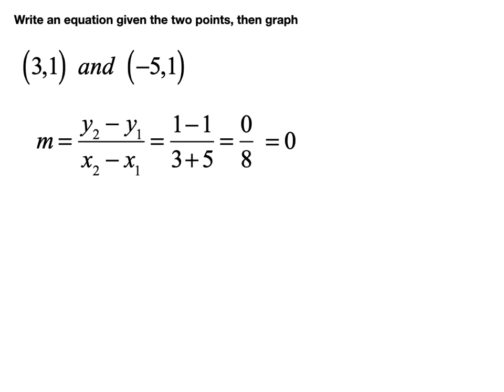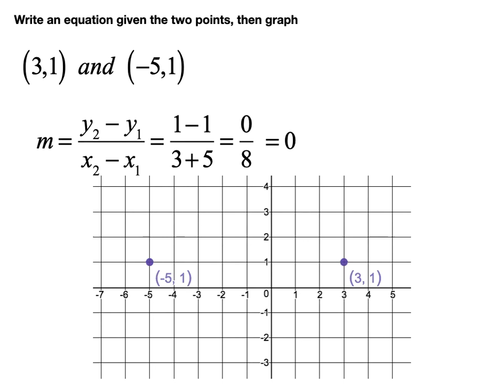So slope 0 means it's not increasing or decreasing at all. Here's my 2 points. Here's the graph. So what do you think the equation is? It's going to be y equals 1. The slope is 0, so the only equation is y equals 1. Okay, so hopefully it refreshed your memory on how to write equations of lines.